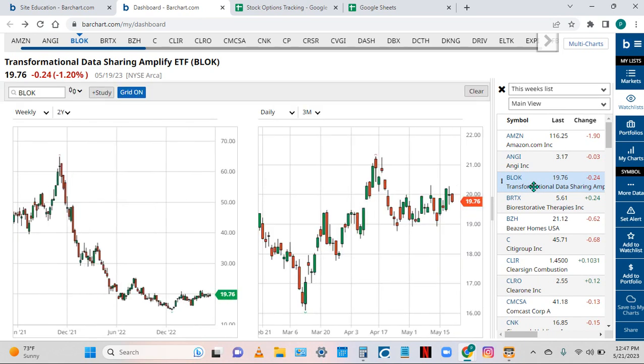Block is an ETF that I watch. Again, 2-year chart had a peak up here, has come all the way down. Looks like it's bottoming. Key area is right here. In March, we had a sell-off and an immediate reversal. You can see that right here. This sell-off and immediately prices shot back up. So that's a good sign.